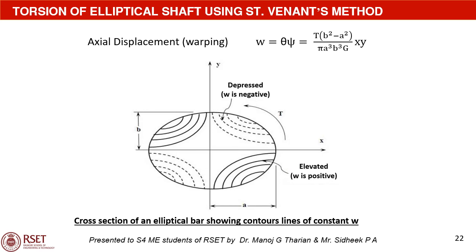The figure here shows an elliptical cross section showing contour lines of constant w. We can see that in quadrants first and third we have w negative, that is there will be a depression, whereas in quadrants second and fourth w is positive, that is there will be a projection.